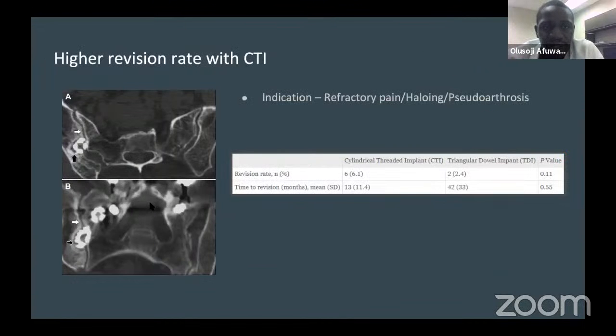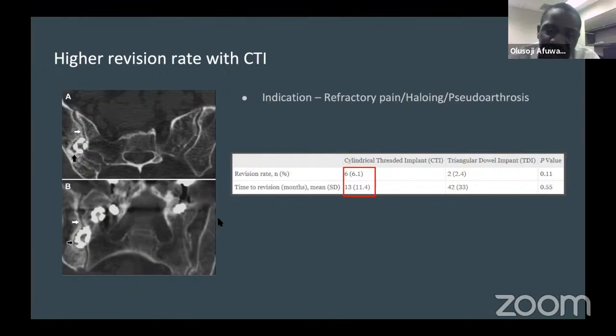Now, they also looked at the rate of revision with SI joint fusion. The indication for revision was patients who had refractory pain, as well as radiographic evidence of pseudoarthrosis, as well as haloing around the implant. And they found that patients that underwent SI joint fusion with the cylindrical threaded implant had, or trended towards, a higher rate of revision, as well as a shorter time to revision.